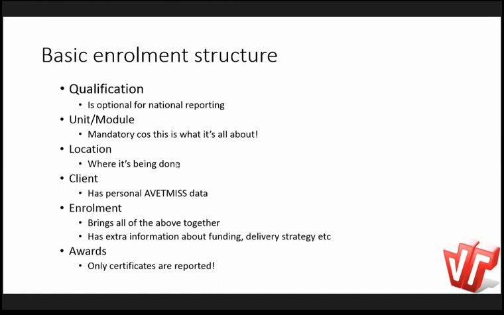And the enrolment really brings together things. So the qualification, which is optional for national reporting. In some states, for example Victoria, you must have a qualification to be able to report through to them for their funded training. Units and modules, units or module are certainly mandatory because that's what it's all about, is reporting those. The location, again, where it's been done, the client or the student, and includes their personal AVETMISS data or their demographic information, things like dates of birth, language spoken at home, and so on.